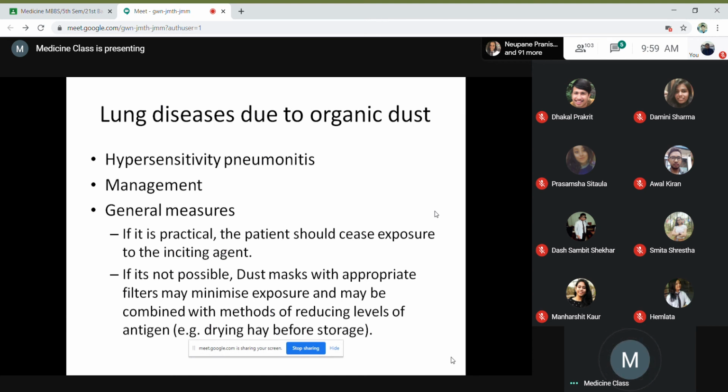This mask may be combined with methods of reducing the level of antigen. For example, if it is because of hay, before storing the hay you can dry it so that the load of antigen is decreased. So different methods can be implemented to decrease the antigen load.